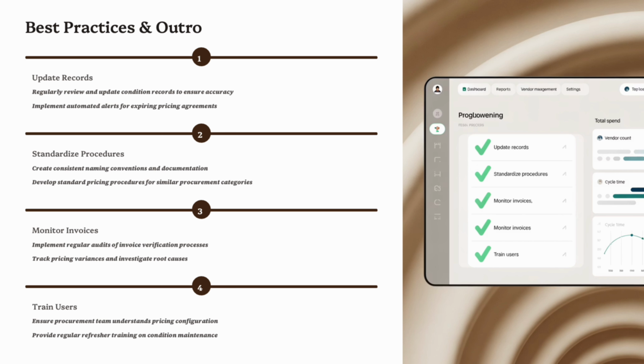Leverage reports. Use SAP reports like ME1M, info records, and MEK3, condition records, to review pricing data quickly. Remember, pricing conditions are the heart of procurement. A well-designed pricing setup ensures accuracy, compliance, and efficiency across the entire procure-to-pay cycle.